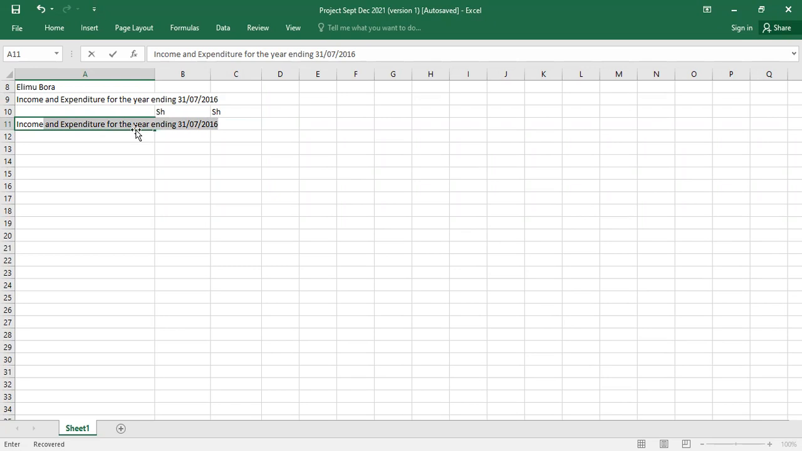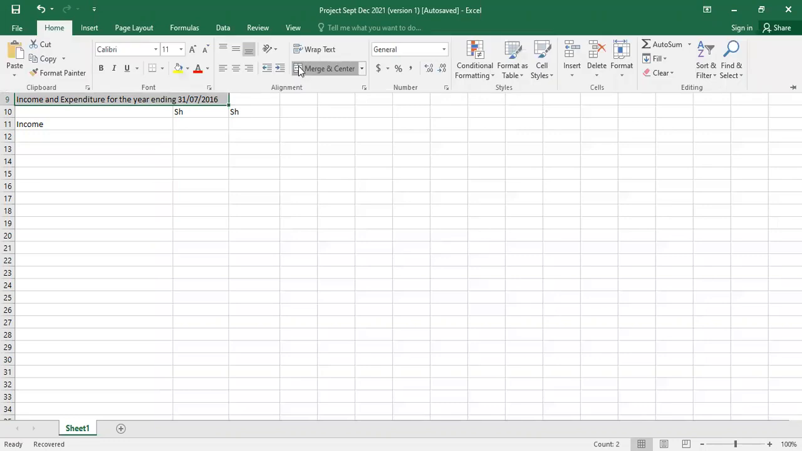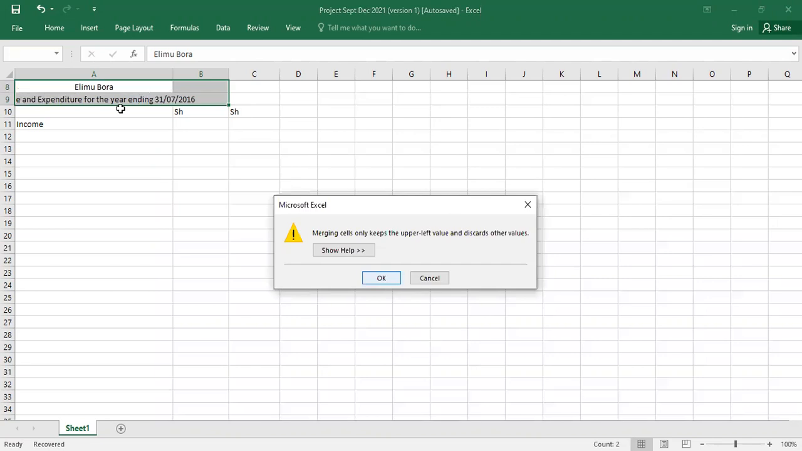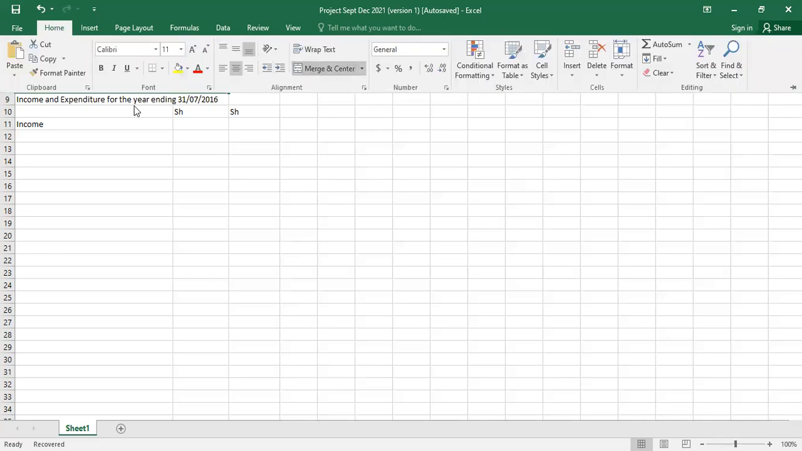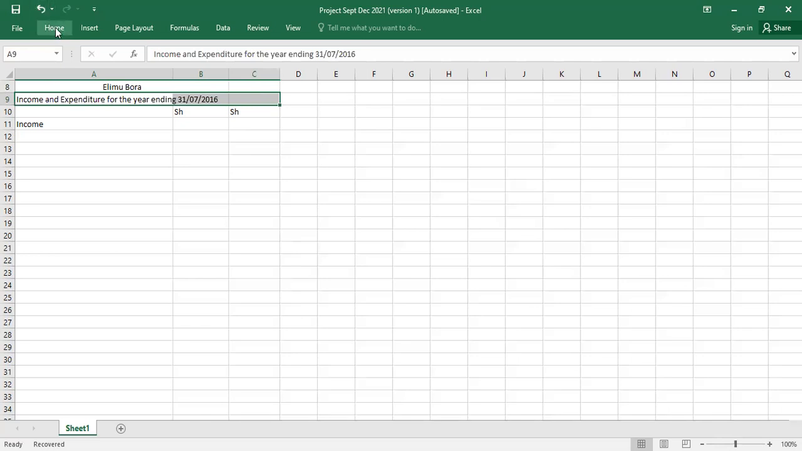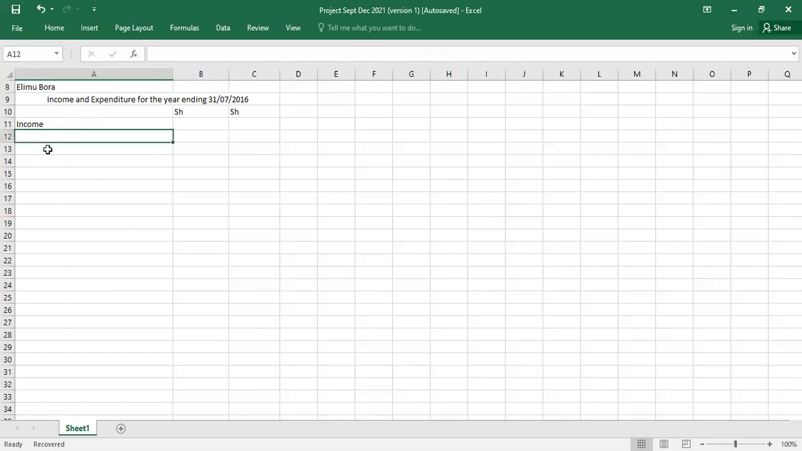You can start giving me the income items, and then the expenditure items. Merge these cells. Don't look at my screen. Give me those incomes. I'm just trying to adjust it to look more or less like an income and expenditure account. So we go together.